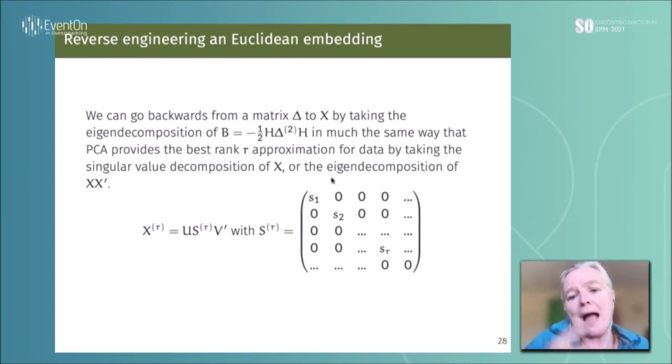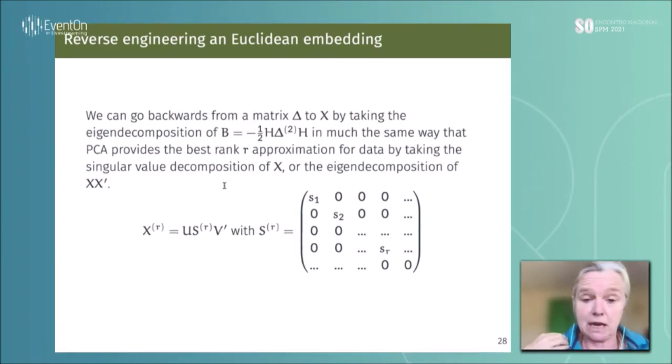So we can go backwards from a distance, I'll call this distance delta, to the Euclidean embedding, by doing an eigendecomposition of a doubly recentered version of the square of the matrix. The square in this case means we take the square of all the different elements in the matrix, and we have a centering matrix, which is the identity minus 1 over n times 1 1 prime. We apply it on both sides, and this gives you, when you decompose it, the best rank R approximation to the data.